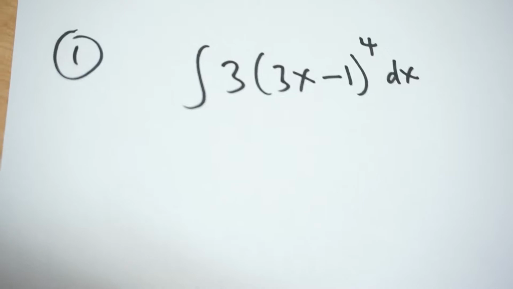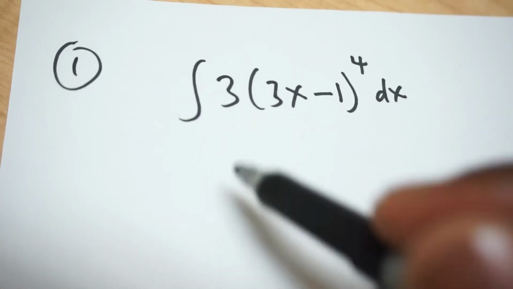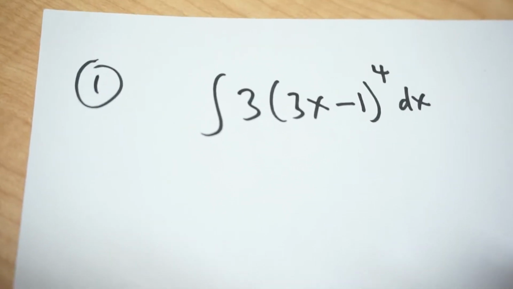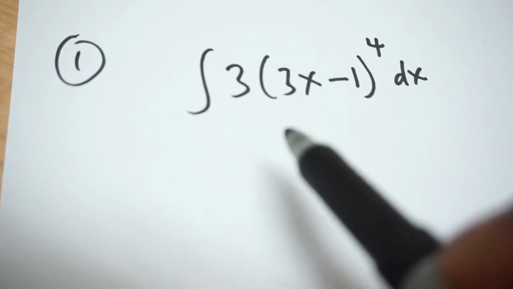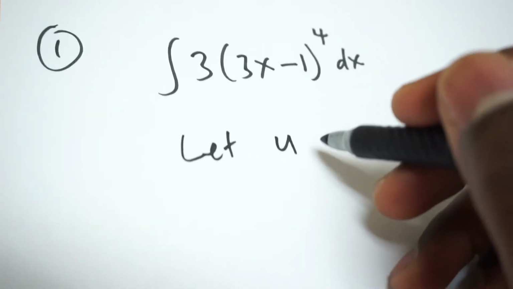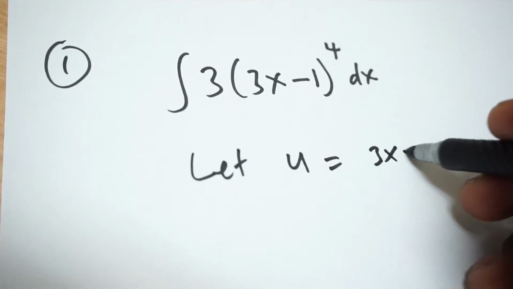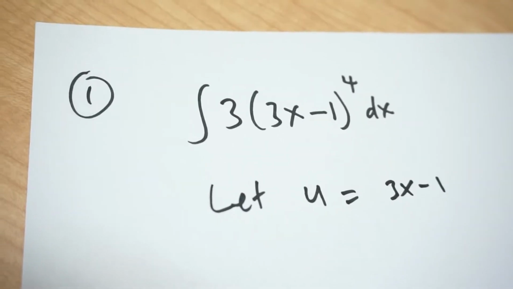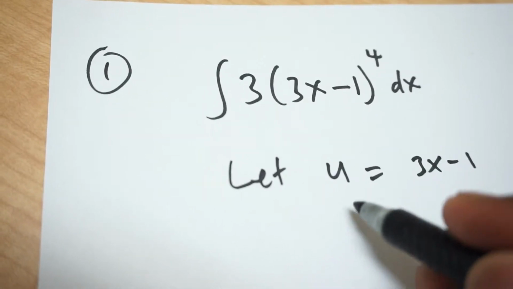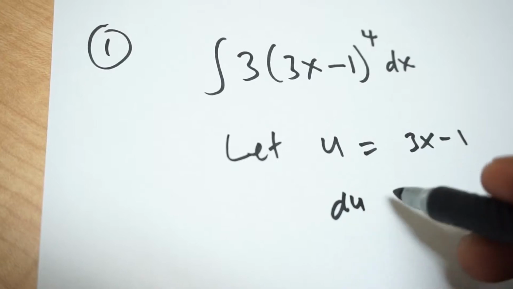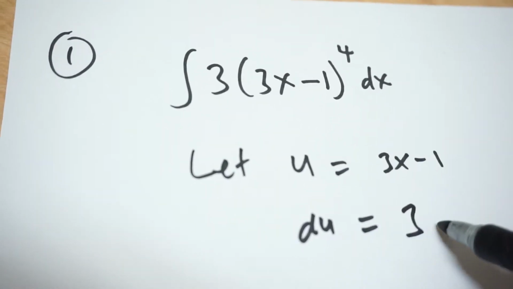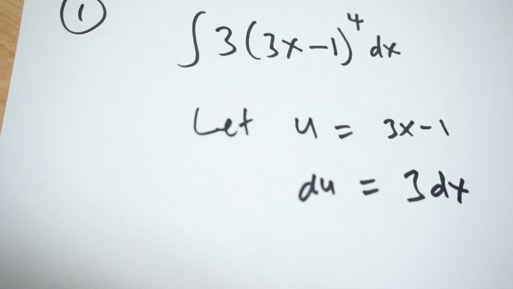Alright, so let me start this problem here. The first thing you gotta be able to do is substitute. And what are you gonna substitute? You're gonna substitute whatever's in the parentheses, okay? In this case we're gonna say let u equal 3x minus 1. And then after doing that, you're gonna take the derivative of both sides. So taking the derivative of u is just gonna be du, and the other side, you're just gonna end up getting 3 dx. Make sure you put that dx, alright?